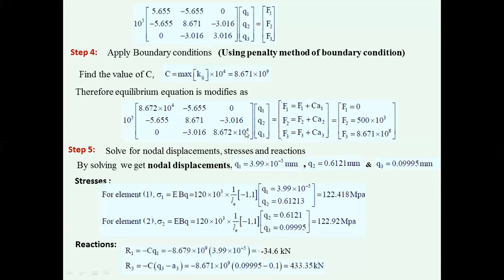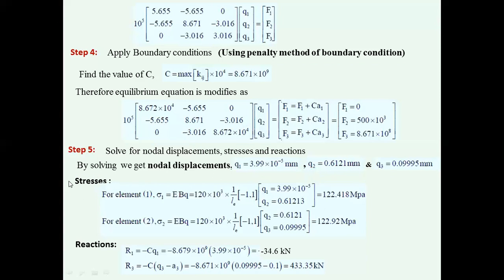Now you have to solve this matrix. Use the calculator and solve it. Okay, so solve for nodal displacement, stresses and reactions. By solving this matrix, we'll get the nodal displacements: Q1 equals 3.99 into 10 to the power of minus 5 mm, Q2 is 0.6121 mm, and Q3 is 0.0995 mm. So this is the way of solving the nodal displacement.